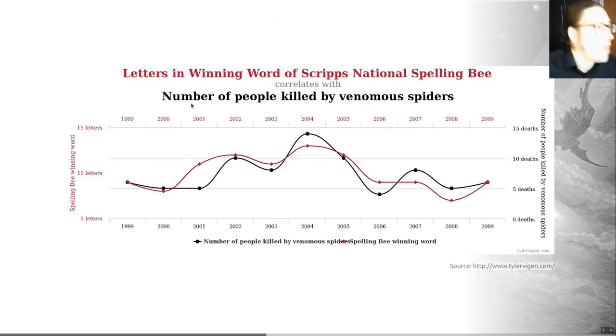This is, in red, the number of letters in the winning Scripps National Spelling Bee word relative to the number of people killed by venomous spiders. So again, there is no causative mechanism between these two things. And that is what I mean when I say that correlation does not equal causation. Just because two things are correlated doesn't mean that one causes the other. In order to understand if one causes the other, we need to know about the mechanism that links the two.